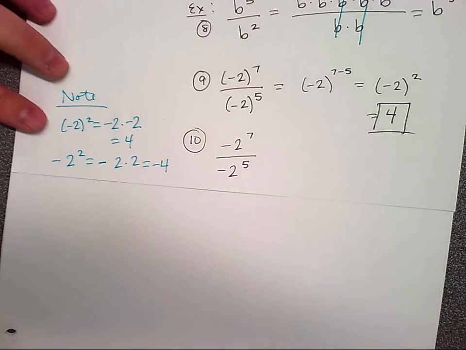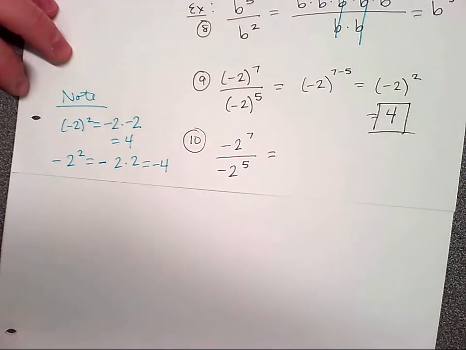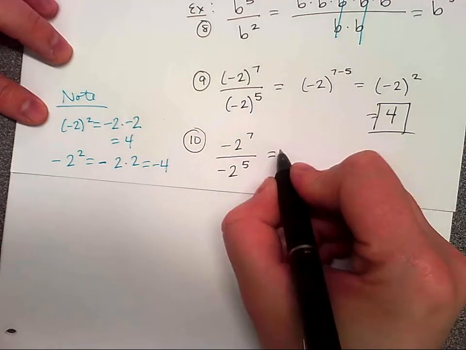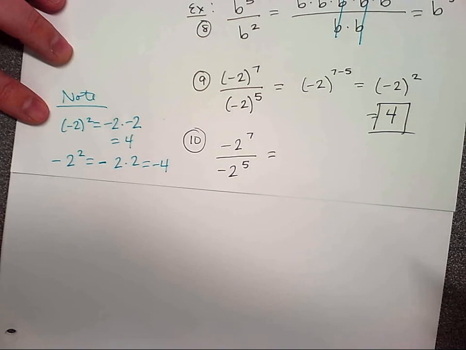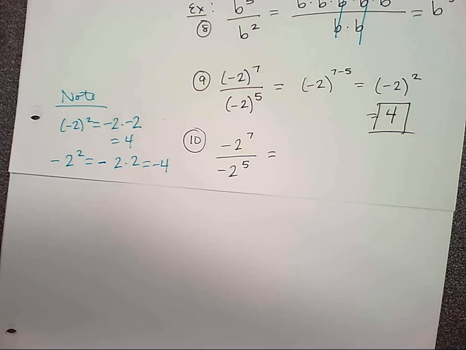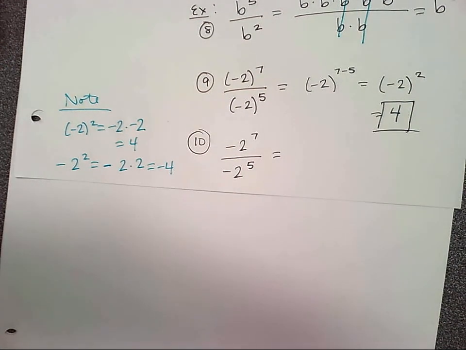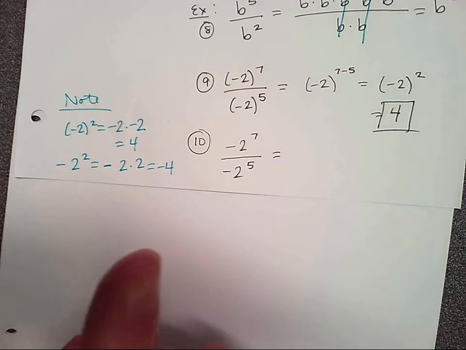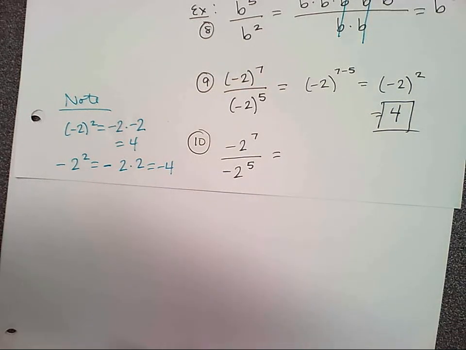Okay? So if you wanted to write this one out, you could. You could write negative 2 times 2 times 7 times, right? Over negative 2 times 2 times 2 times 5 times, right? What did you guys get for your answer? It's 4, it's negative 4. I have a negative number divided by a negative number, right? Negative divided by negative should be positive. Right?